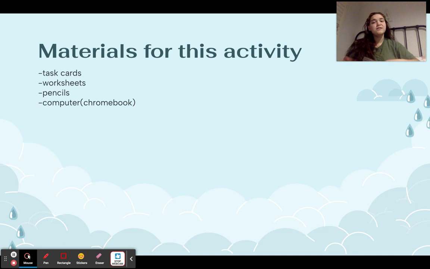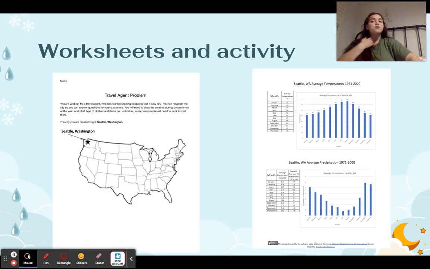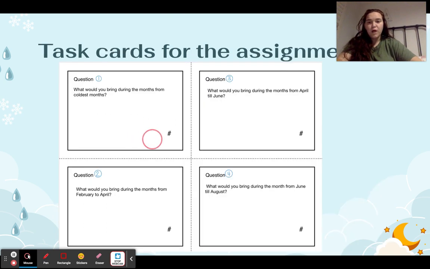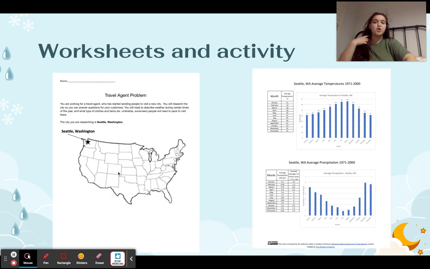For this activity, the materials that students will need: I will be giving them the task cards, the worksheet, pencils, and their computers or Chromebooks. This is the worksheet that the students will be given. They will be given the city of Seattle. And on my right hand side, these are the graphs that they will have to be using.